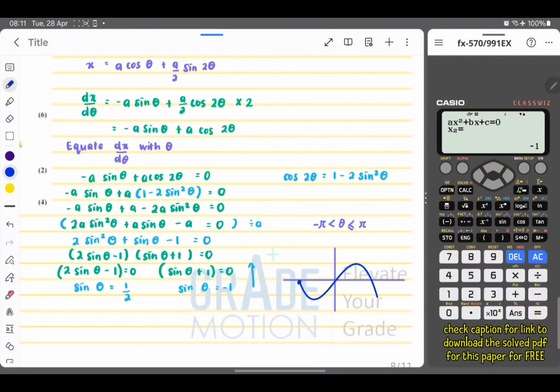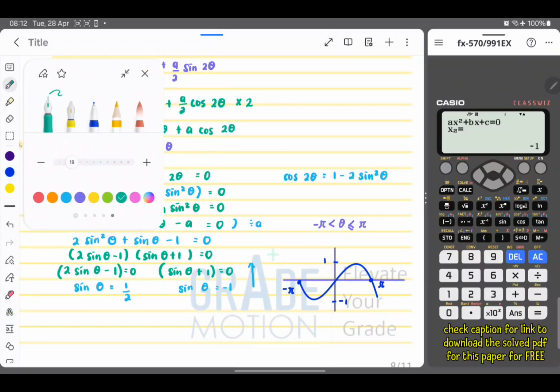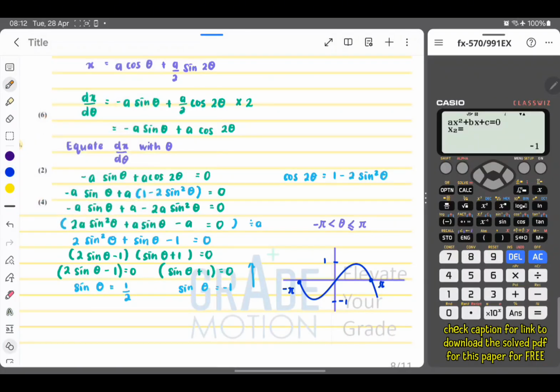Here would be pi, that is negative pi, and here would be negative 1, and here would be 1. So where do we have negative 1? Okay, so we have negative 1 when theta is equal to negative pi over 2. That is the only value within this domain when sine theta is equal to negative 1.